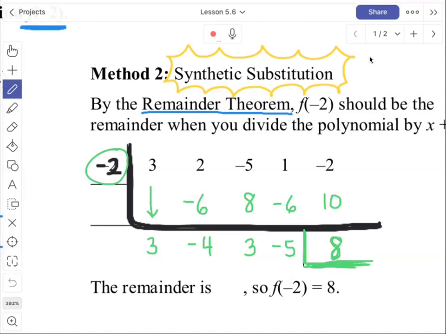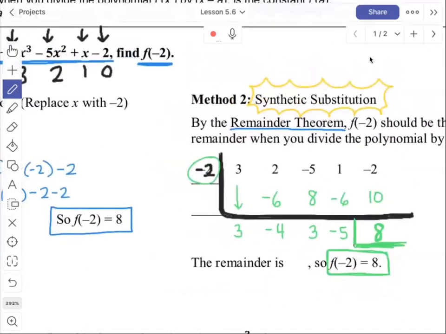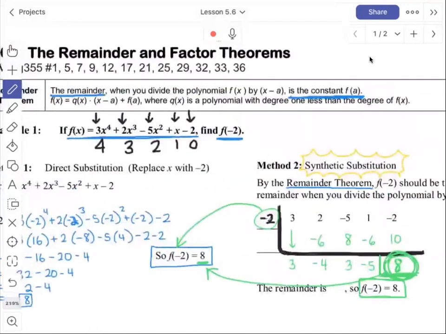We got the exact same number as when we substituted. And the remainder theorem tells us that the remainder, this number, will always be equal to the same number when we substitute in to that function. All right, so pretty cool. That is what this remainder theorem says. The remainder is equal to f of a.